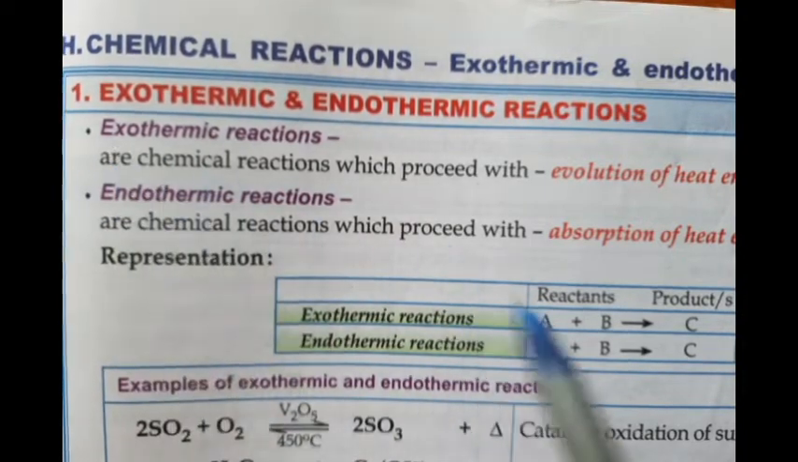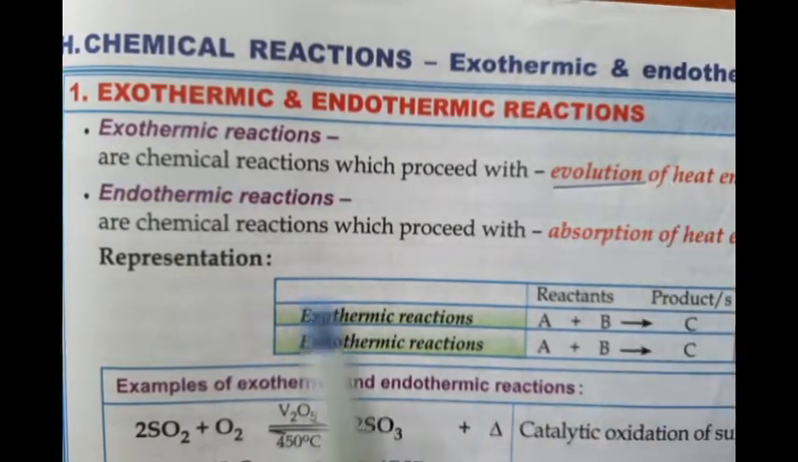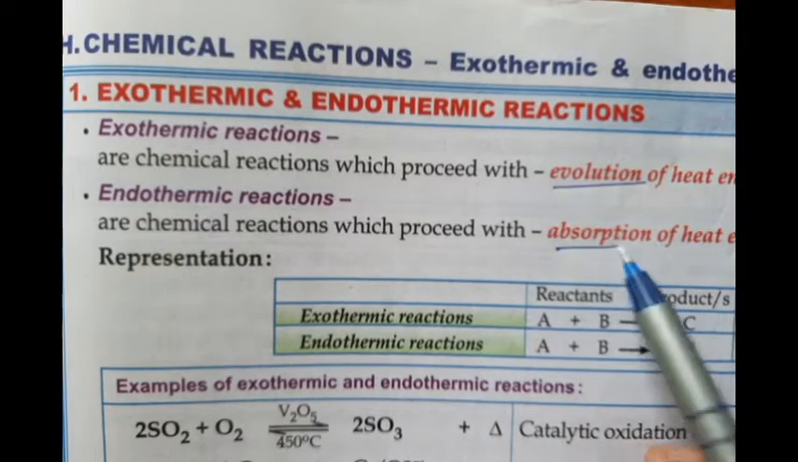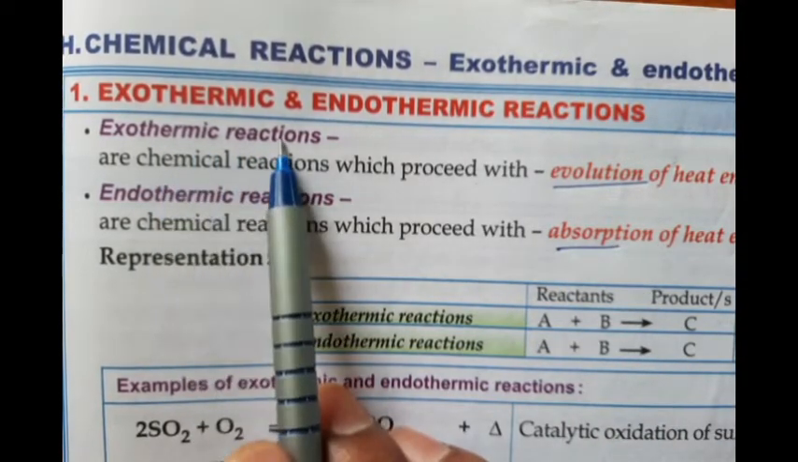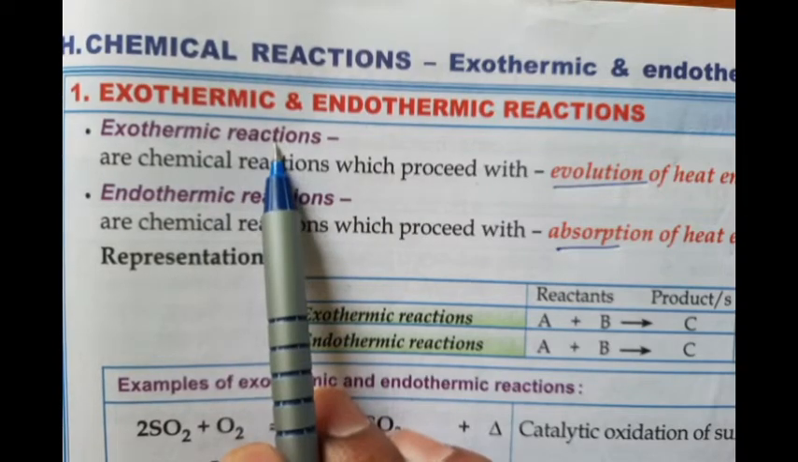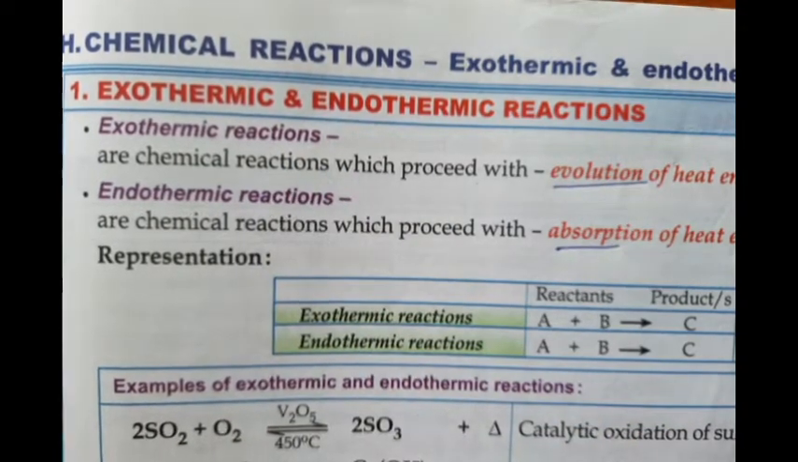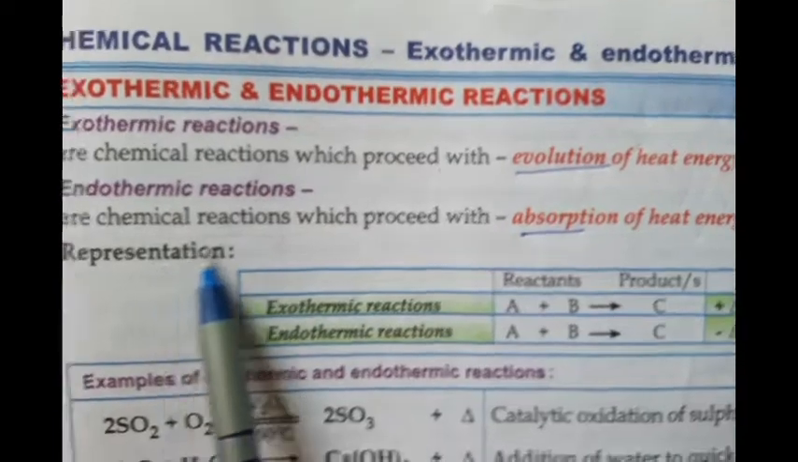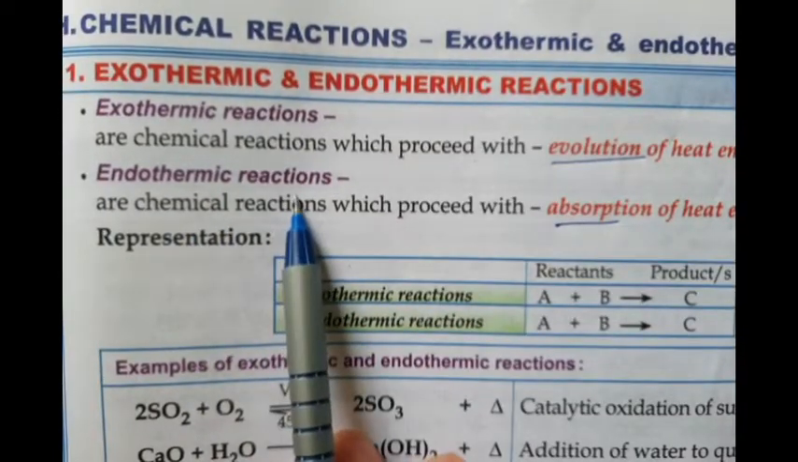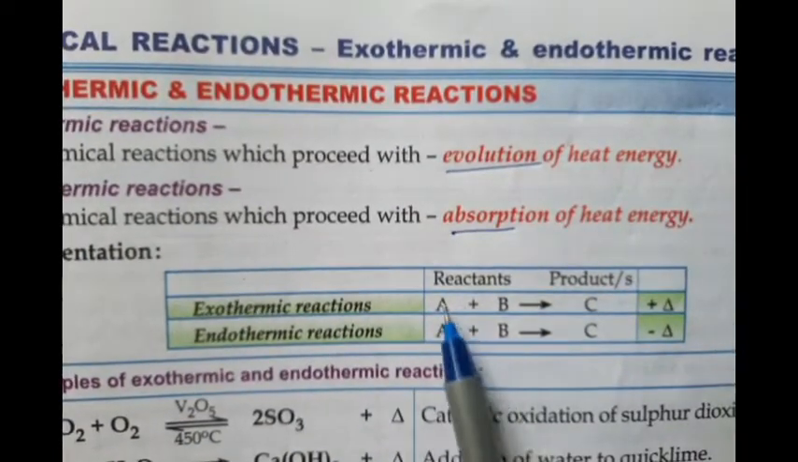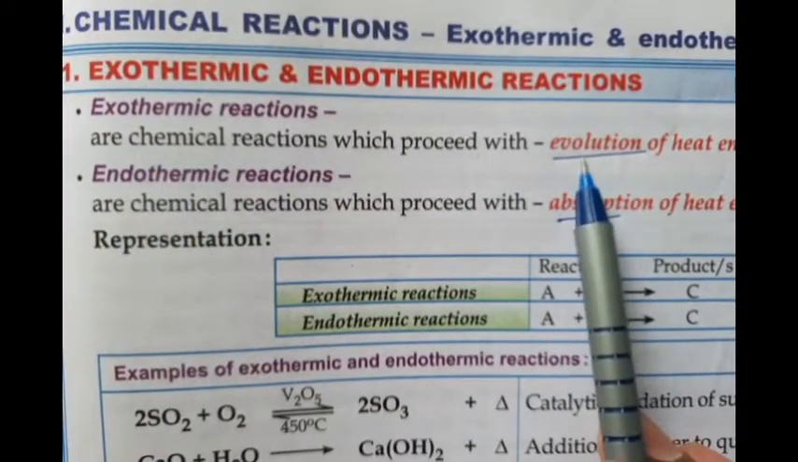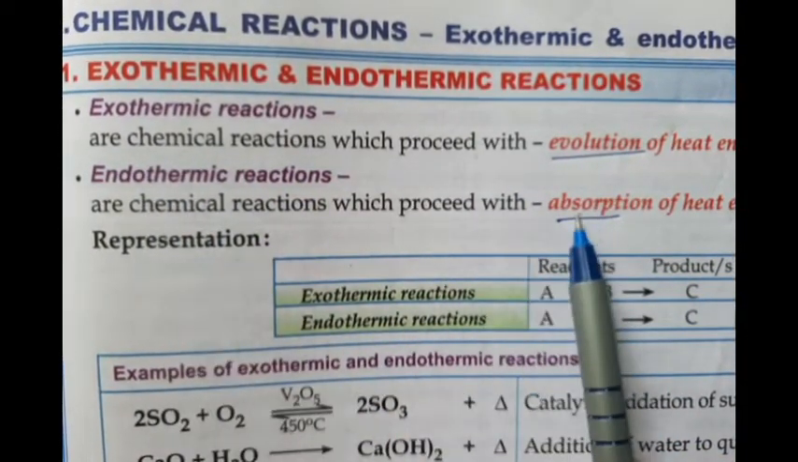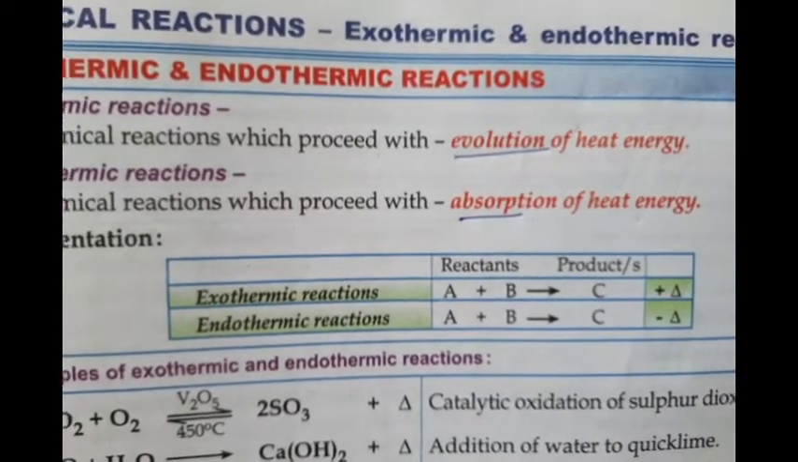Exo means evolution, endo means absorption. Exothermic reactions are those reactions which proceed with evolution of heat energy, whereas endothermic reactions are those reactions which proceed with absorption of heat energy. So an exothermic reaction proceeds with evolution of heat energy. Endothermic reactions are those reactions which proceed with absorption of heat energy.